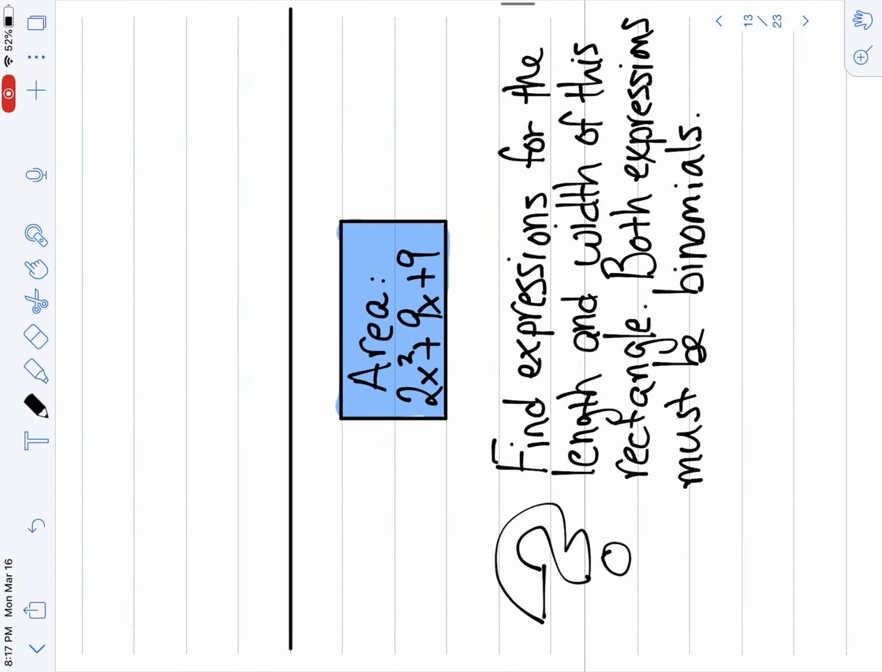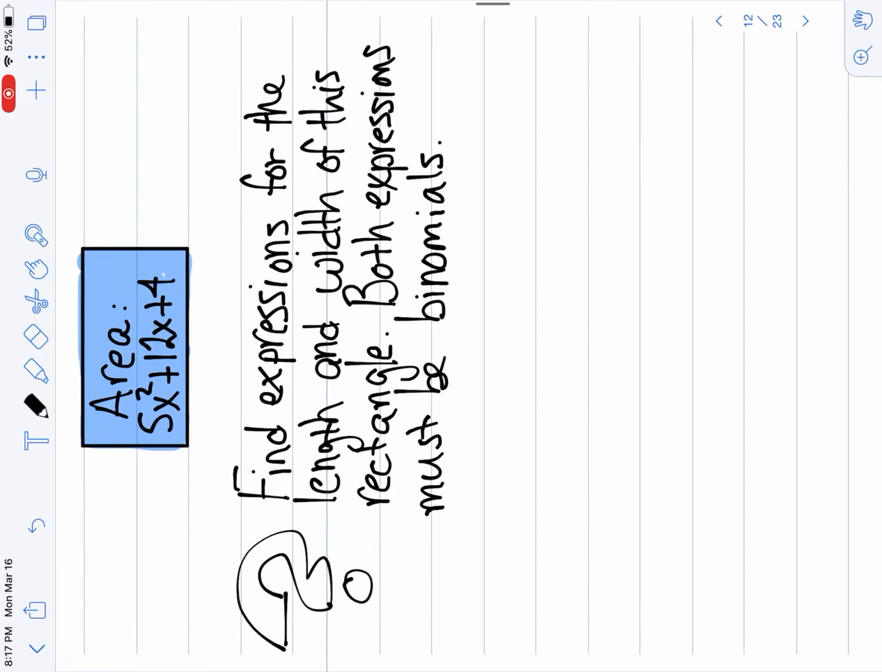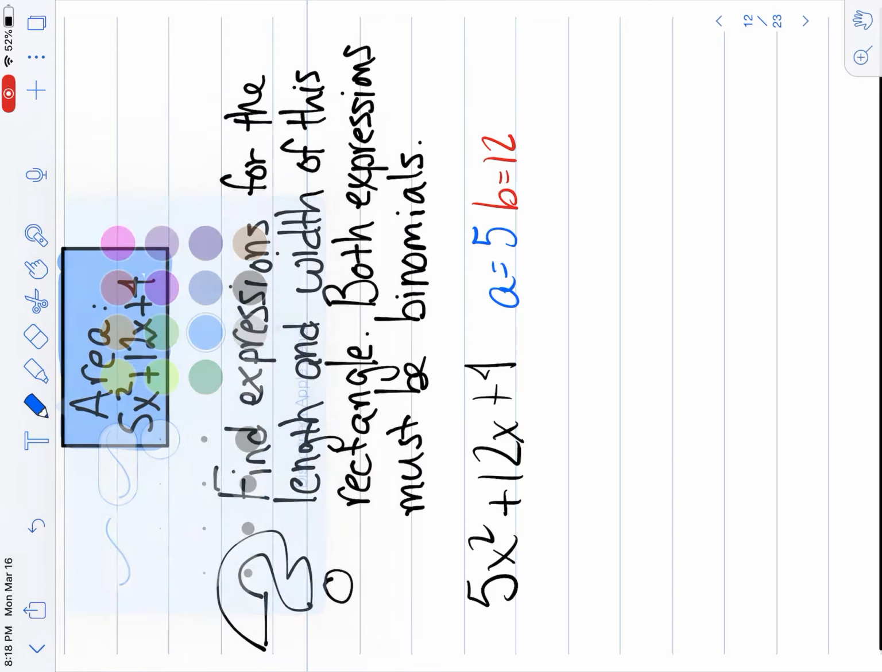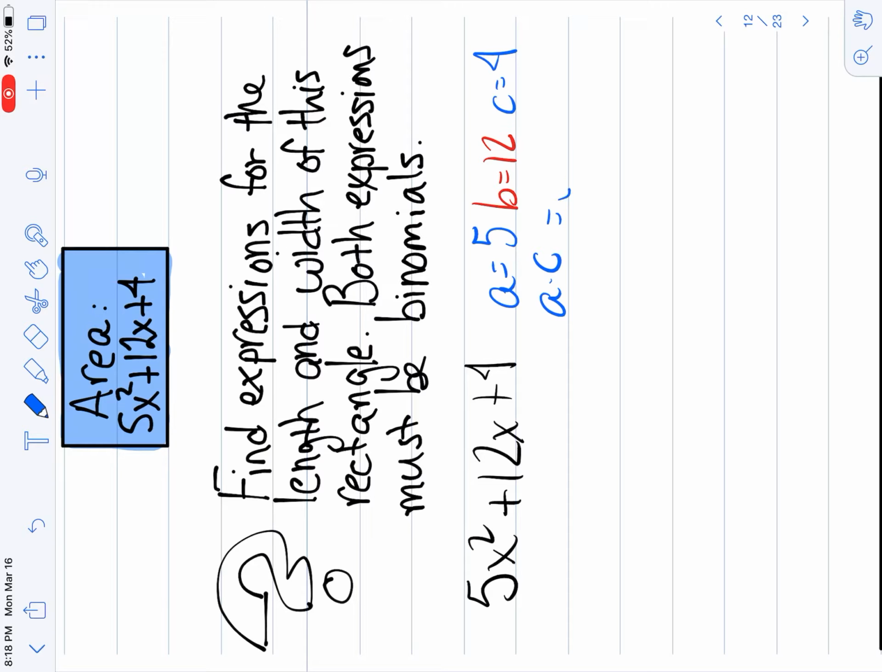Let's go back up here to the first box problem, the first rectangle problem, and we'll factor this one real quick. I'll show you how to do the method again. So we'll do 5x squared plus 12x plus 4. Over here, we'll say a equals 5 and b equals 12 and c equals 4. Okay. And so a times c equals 5 times 4 equals 20.